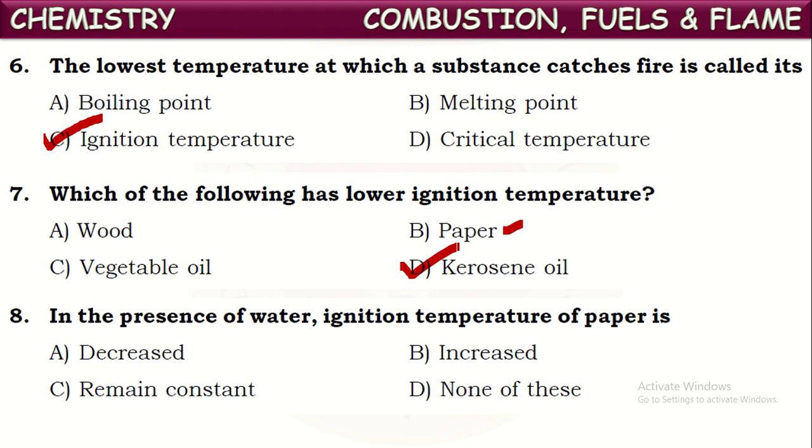Why is it increased? Because it has water. The heat given by the flame is completely transferred to the water present inside, so it won't reach its ignition temperature; it gradually increases. So from this we can say that in the presence of water, the ignition temperature of paper is increased.